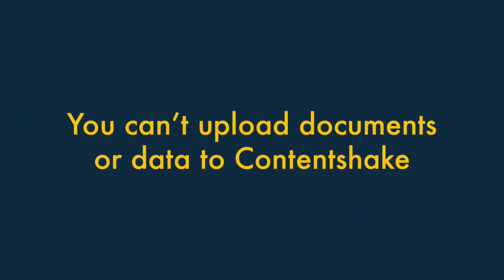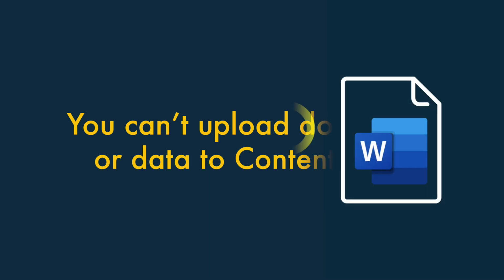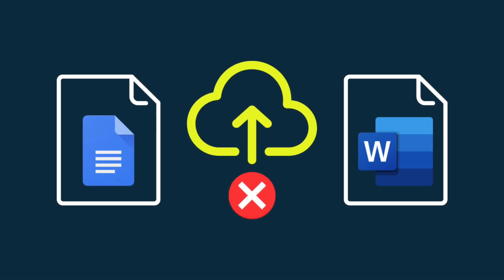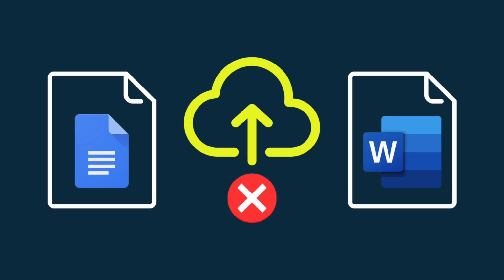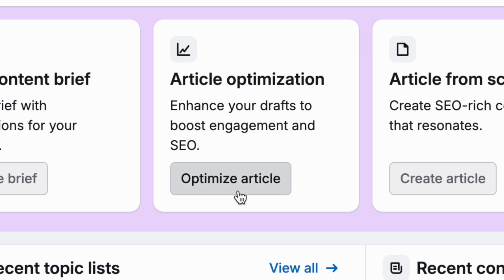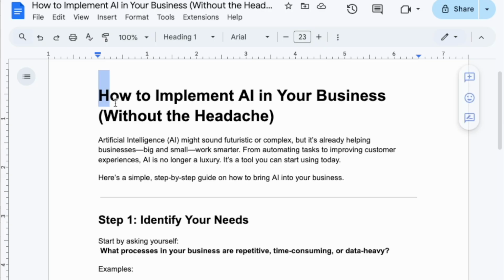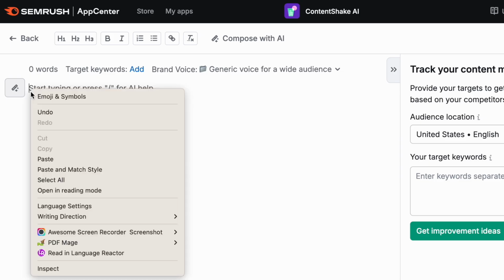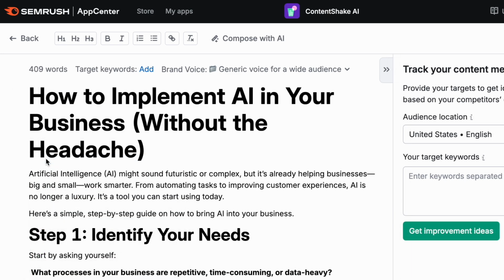2. You can't upload documents or data to ContentShake. A key limitation of ContentShake AI is that it doesn't allow you to upload Google or Word documents for analysis and improvement. Any copy you want to work with on ContentShake AI needs to be copied and pasted manually into the tool, which can slow things down quite a bit.